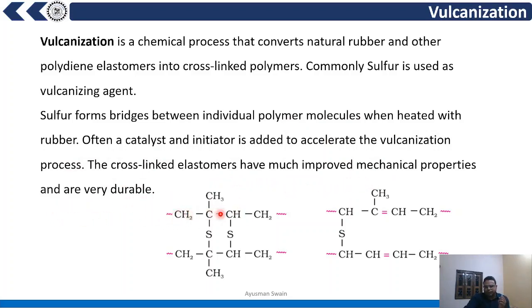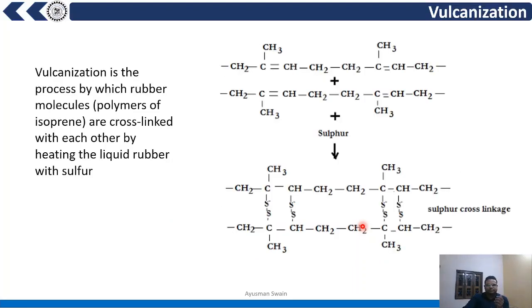You see, this is one straight chain of polyisoprene, this is another straight chain of polyisoprene, and between the two chains we have introduced sulfur, so that once you bridge different chains it becomes a network structure and its mechanical properties are enhanced. A detailed schematic reaction is displayed here. You see one layer plus another layer plus sulfur, so you get a sulfur bridge, a sulfur cross-linkage. This process is known as vulcanization.